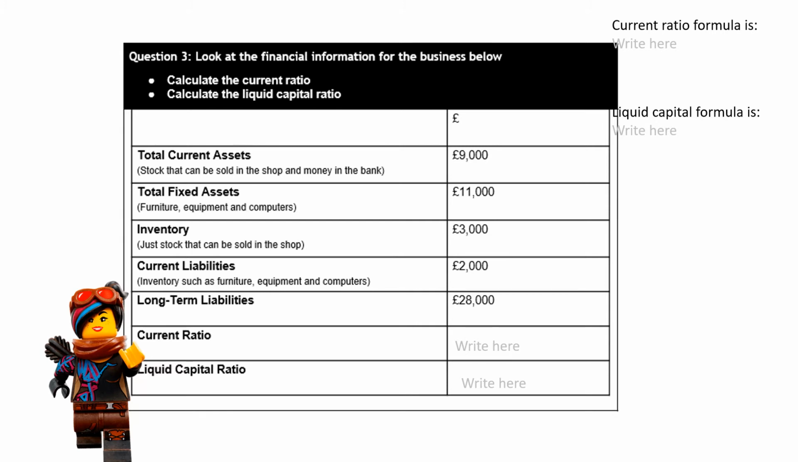So let's look at what that means. If the current ratio is more than 1, that means there's a healthy amount of assets compared to liabilities. For example, if the ratio comes out as 2, what that means is for every £2 of assets, there's £1 of liabilities. But you can't just rely on the current ratio because that includes stock. So that's why you do liquid capital ratio too.